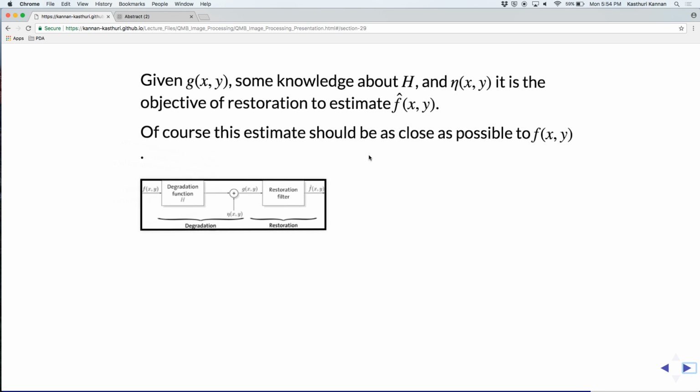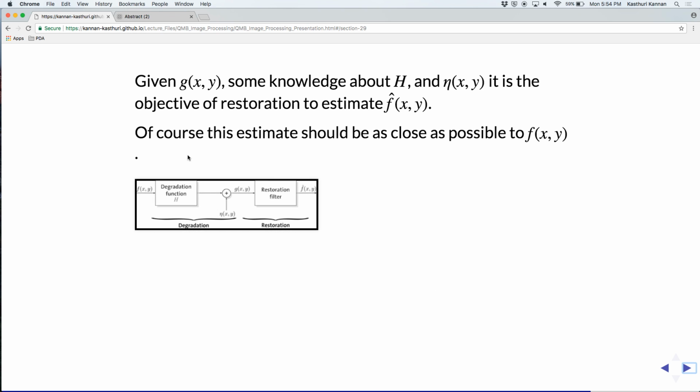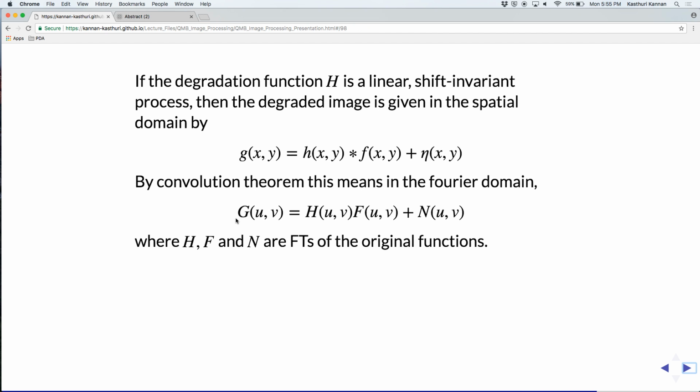And usually the idea is that you have an image that's coming in. It could be anything. There is a degradation function h, and noise gets added to it, and this is the noisy image that we get. Then we can apply some restoration techniques to get an approximate value of the original function. So this is a general model, and we have to find the restoration.